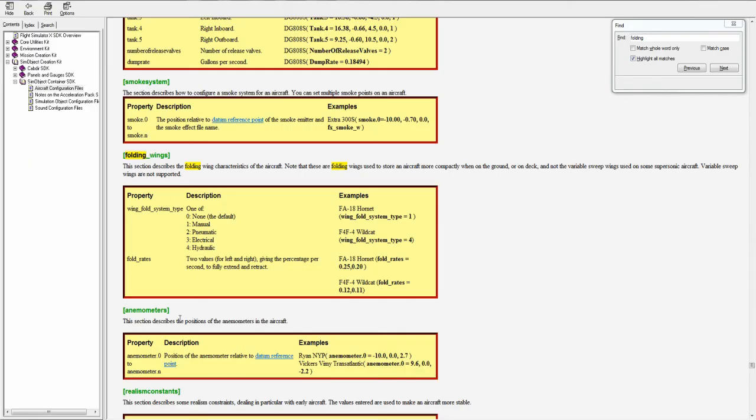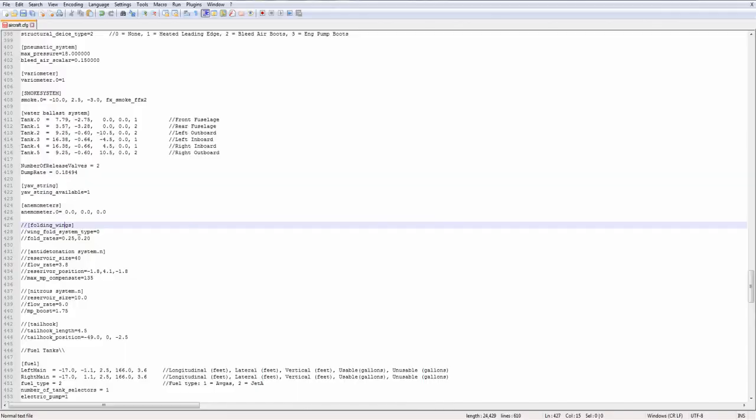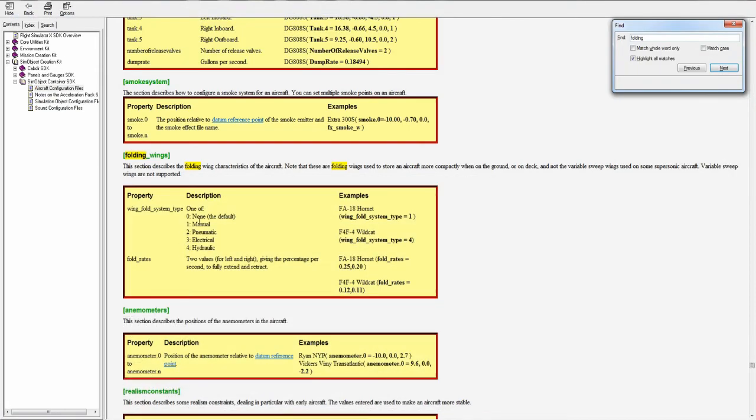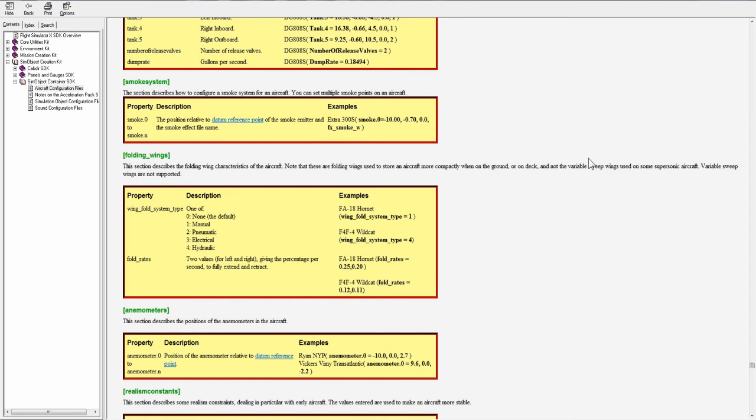Folding wings, we got two things we can put in the folding wings section. Wing fold system type is a number that denotes the type. 0 is none, which is the default. 1 is manual, 2 is pneumatic, 3 is electrical, 4 is hydraulic. So this is important because it decides how you can fold the wings.